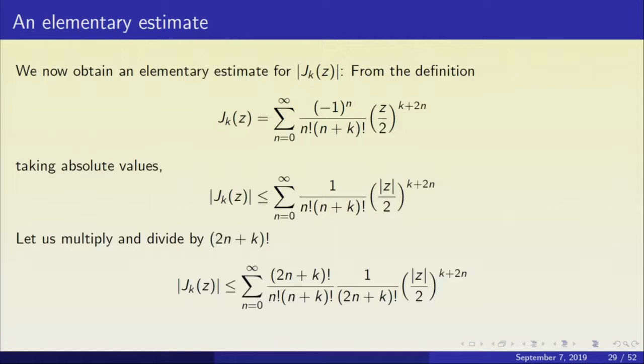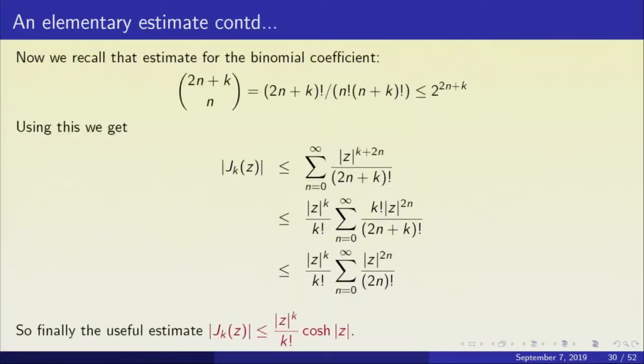Now let us observe the emergence of a certain binomial coefficient. What is appearing? The binomial coefficient (2n plus k) choose n. What is (2n plus k) choose n? It will be (2n plus k) factorial upon n factorial into (n plus k) factorial, and that is less than or equal to 2 to the power 2n plus k. Remember that n choose k is less than or equal to 2 to the power n.